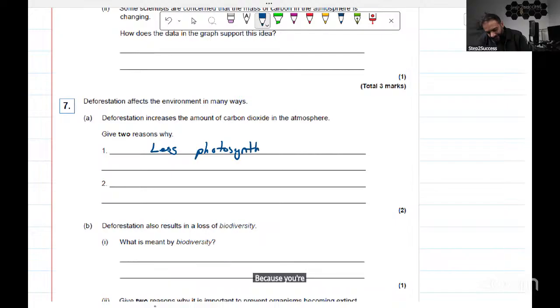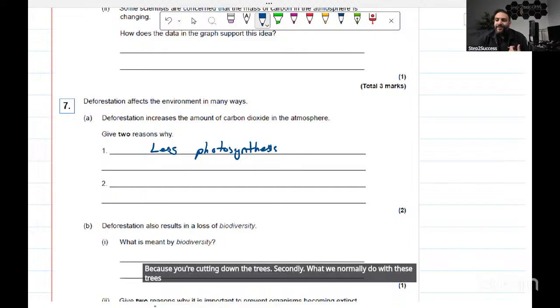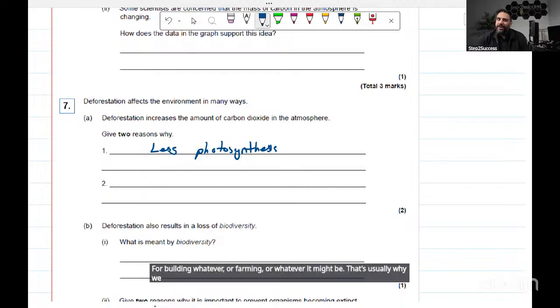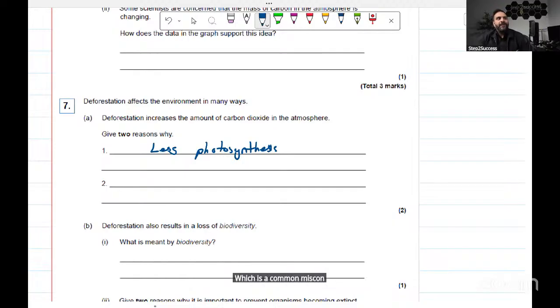Secondly, the reason we're cutting down the trees generally is because we are trying to make space for building or farming or whatever it might be. We're not cutting down the trees because we suddenly want loads of wood, which is a common misconception. There's not a shortage of pencils that we're trying to cut all the trees down for. It is mainly to make space to grow food or to build houses because there's more people on Earth, right? Therefore, what we generally do with those trees when we cut them down is we burn them.